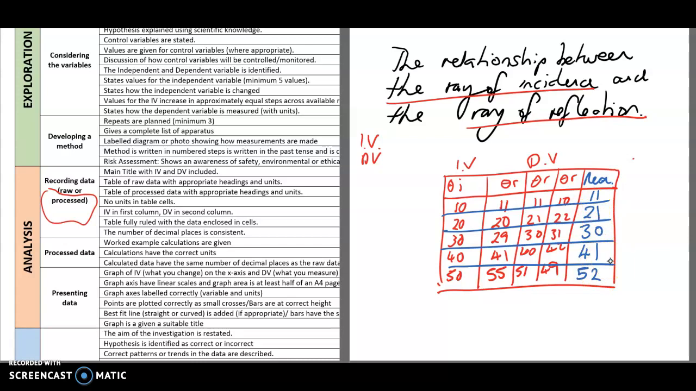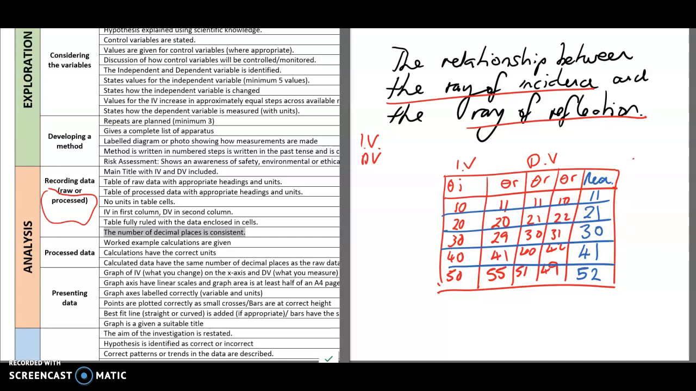Now why have I not put any decimal places in there? Well, if I look over here, this comment here, the number of decimal places is consistent. So if I'm working at a precision of 1 degree, then I shouldn't be changing this to a precision of 0.1 degree. So I have to keep the number of decimal places the same. That's why I've got whole numbers there.